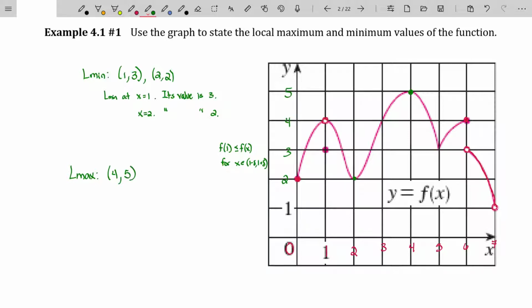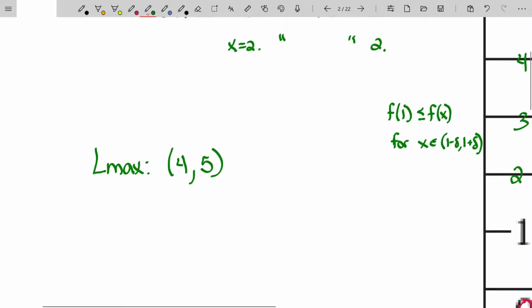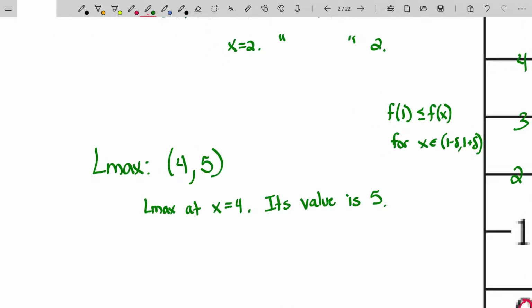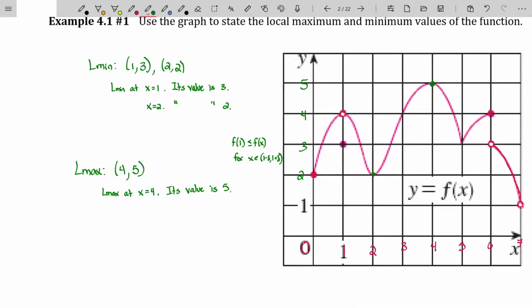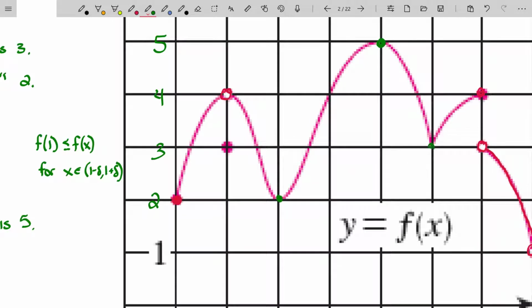So let me write out the words for that. So I'll zoom in here. So we have a local maximum at x equals 4. Its value is 5. Keep going to the right there, and you can see we have another local minimum.